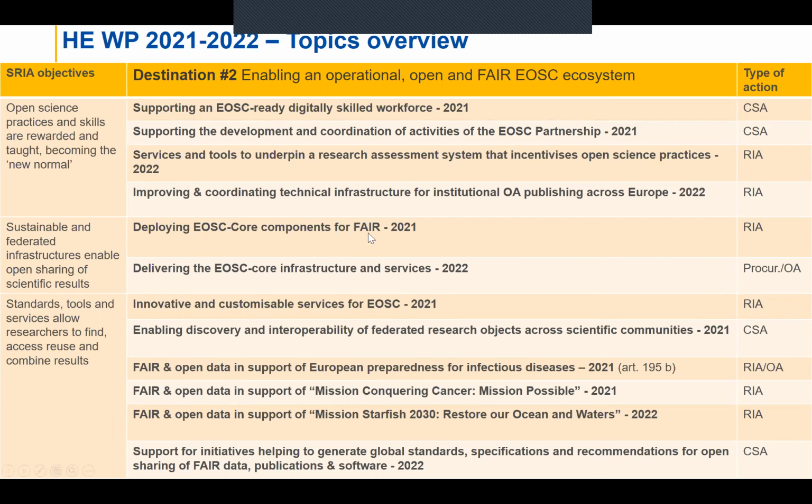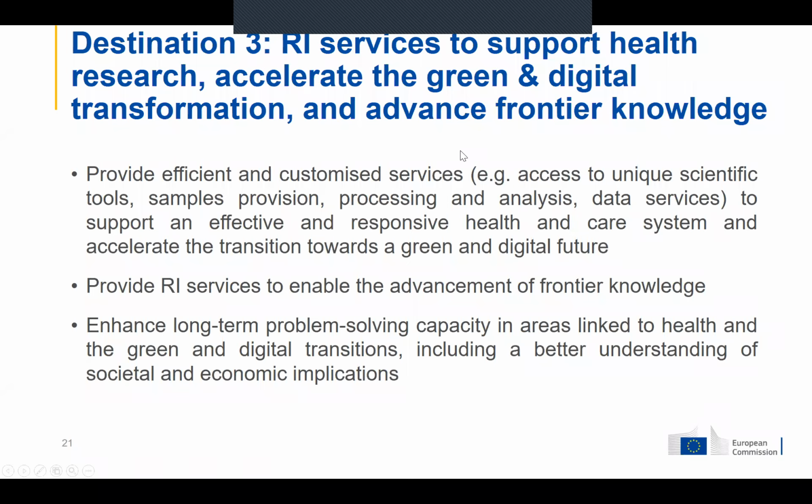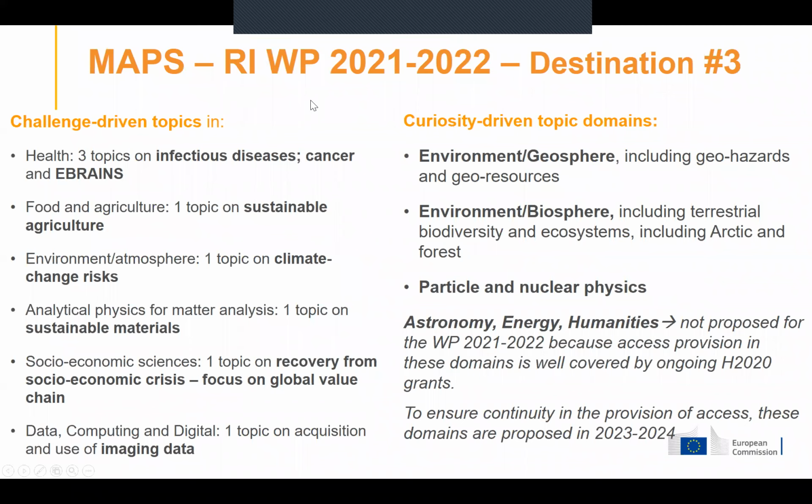Moving to the next one, which is Destination 3. Destination 3 is all about the provision of research infrastructure services, so provision of access to research infrastructures. And actually, as I said, there will be a strong focus on health research, on the greening of our economy, and on the digital transformation. This doesn't mean that we will no longer cover some scientific domains which are not closely linked with these policy priorities. We will continue doing this, but there is a much stronger focus on these three areas of intervention.